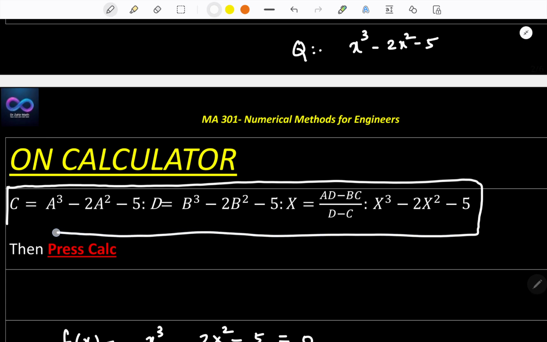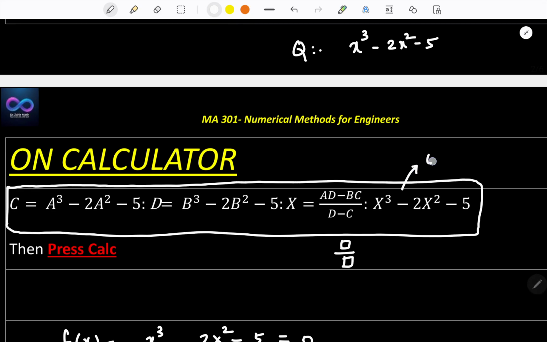C is equal to a cube minus, a is already there in the pink color, minus 2a square minus 5, and then alpha colon, and then d is equal to b cube minus 2b square minus 5, and then alpha colon, and then x equals, x is there, in fraction mode. Do you know the fraction mode? This is called fraction mode. AD minus BC divided by D minus C, and then alpha colon x cube minus 2x square minus 5.